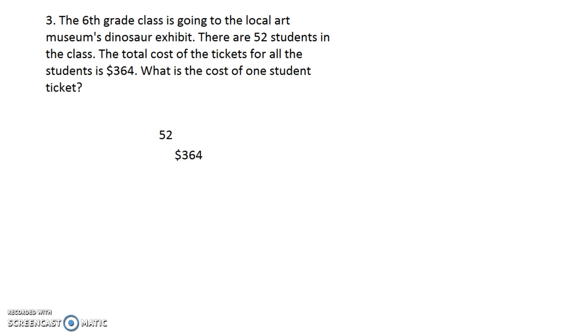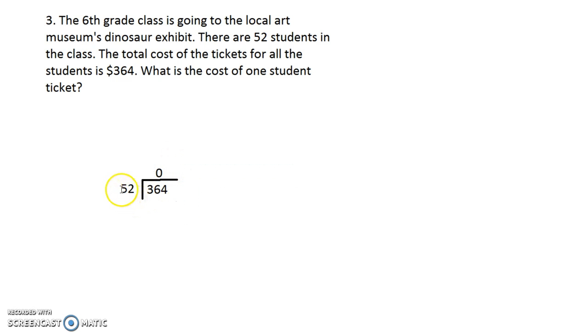Well, that's going to be easy, right? All we're going to have to do is figure out what 364 divided by 52 is. That's how many students we have. So we're going to do this right here. Over here, it becomes a nice little division problem. And the first thing is, can 52 go into 36? It cannot, right? It does not work.